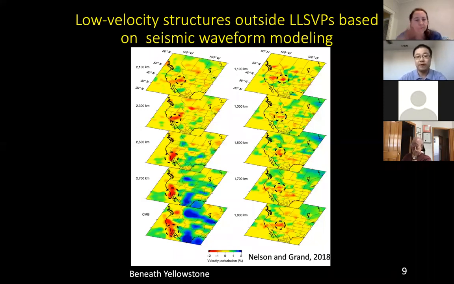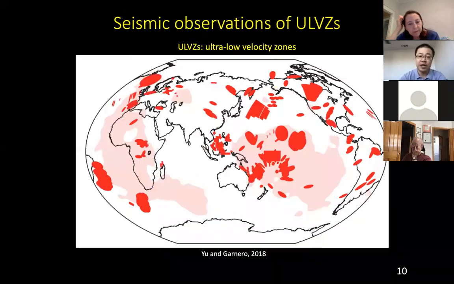And in this figure, the background pink color shows the two large low shear velocity provinces, and the red patches show the locations of the ultra low velocity zones.